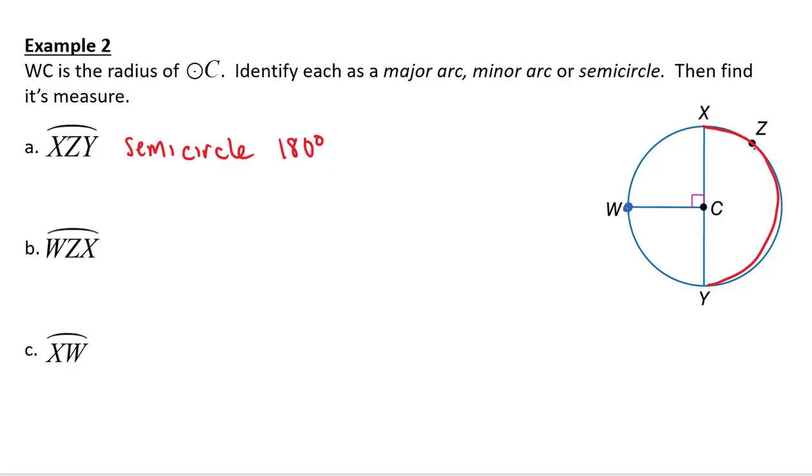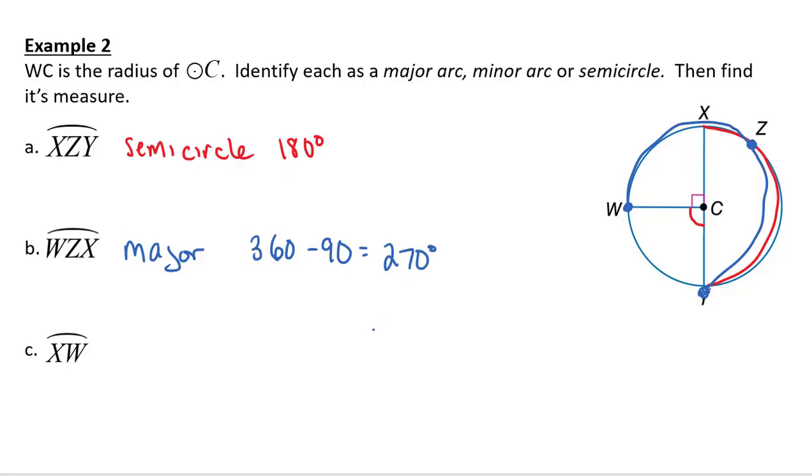W, Z, Y. So I start at W, I move all the way around my circle through Z, and get to Y. That is a major arc. And all I have left over right here is this angle, which is 90 degrees. So 360 minus 90 is 270.